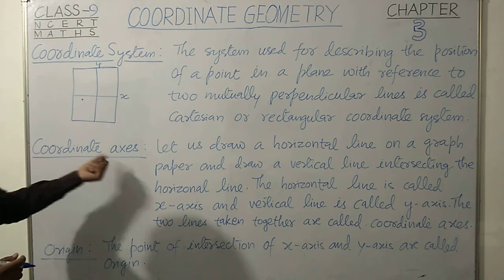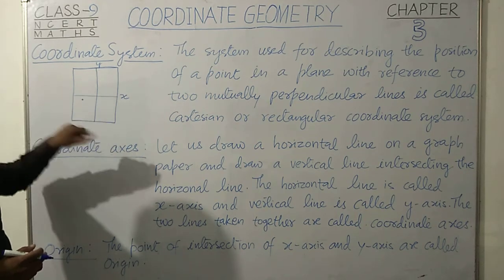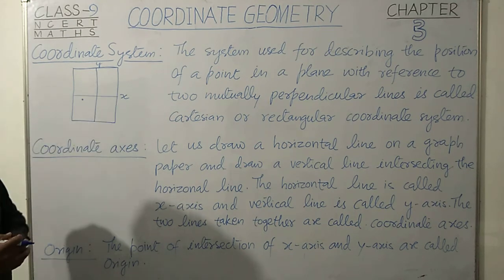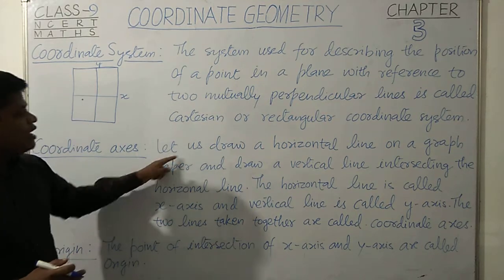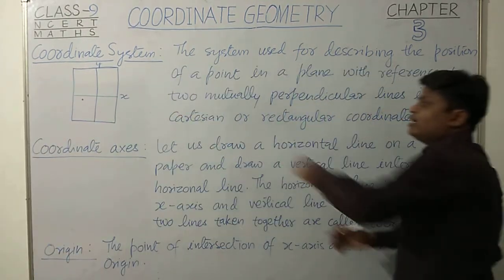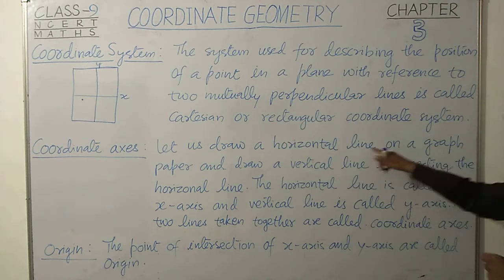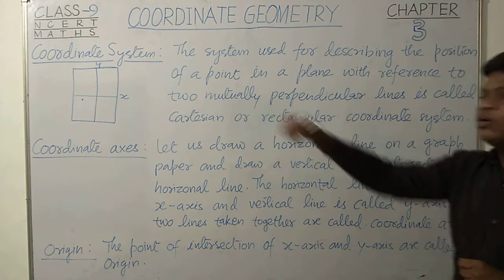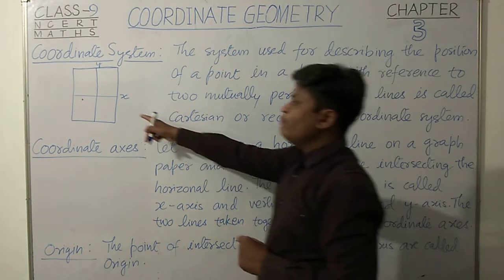Now we will see what the coordinate axis is. As you can see, there are two axes, the x-axis and the y-axis. So how can we define that? In this definition we can see that, let us draw a horizontal line on a graph. Just like you can see, as I have already done, है ना, यहाँ पर हमने horizontal line बनाया है. You can see there is a horizontal line x on the graph paper. Suppose it is the graph paper, है ना.